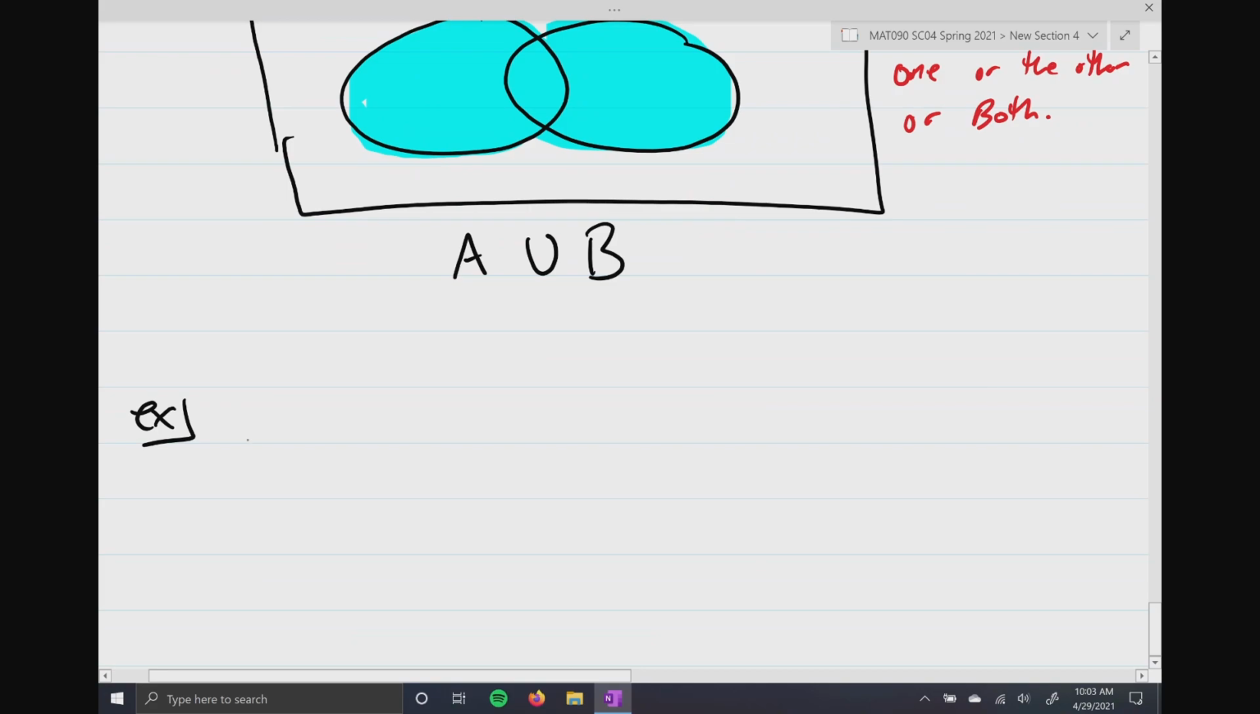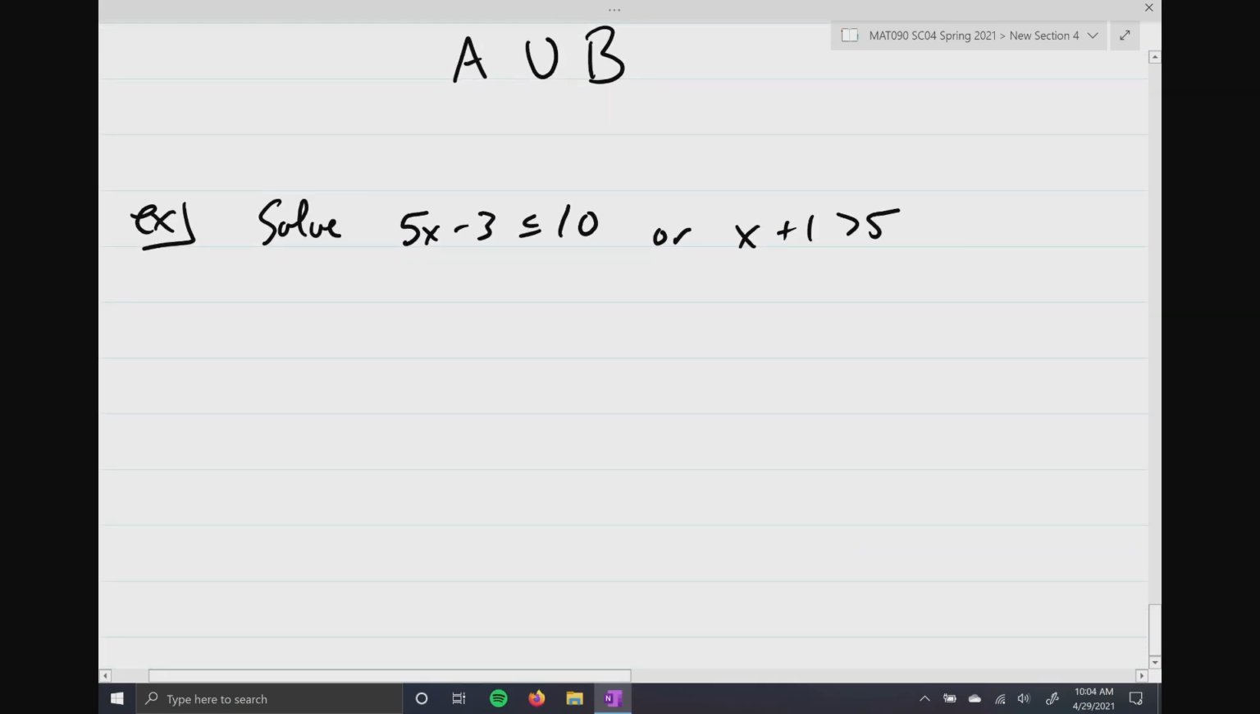So we're going to solve 5x minus 3 is less than or equal to 10, or x plus 1 is greater than 5. Our method doesn't change whatsoever, okay? We solve the first inequality.